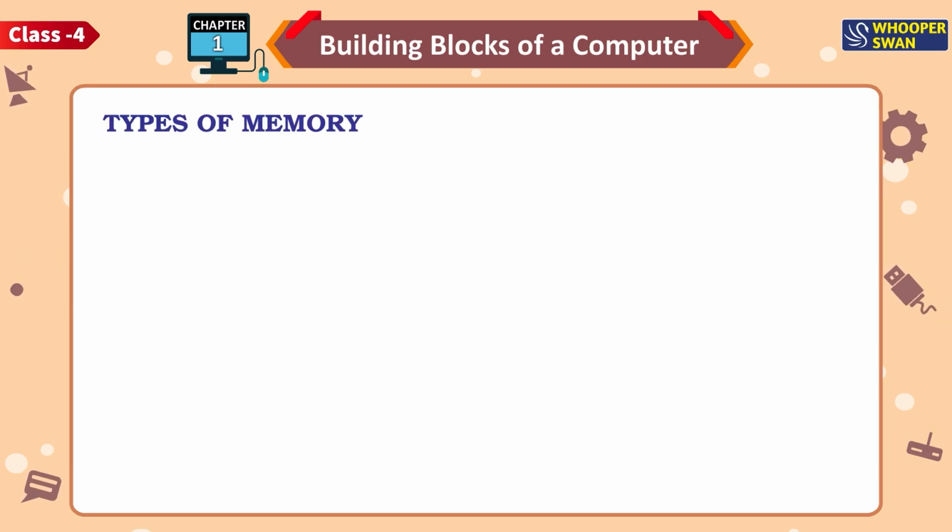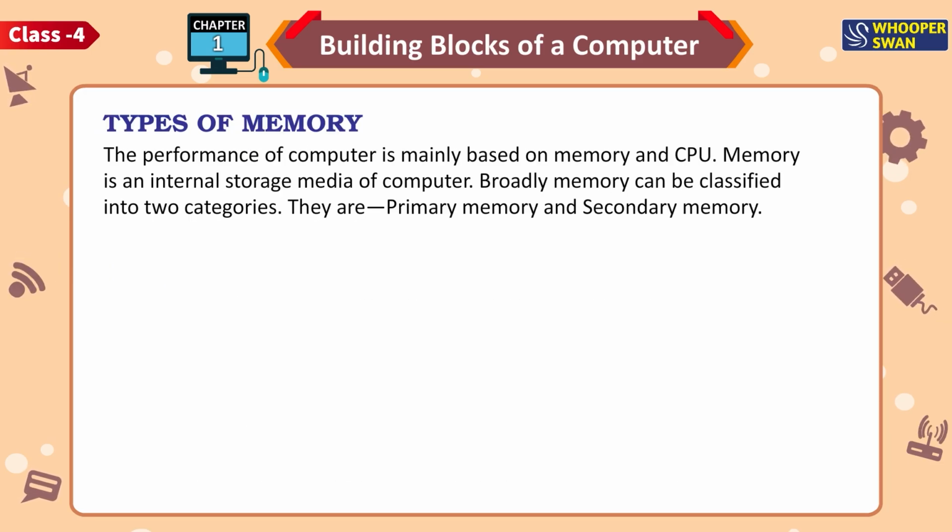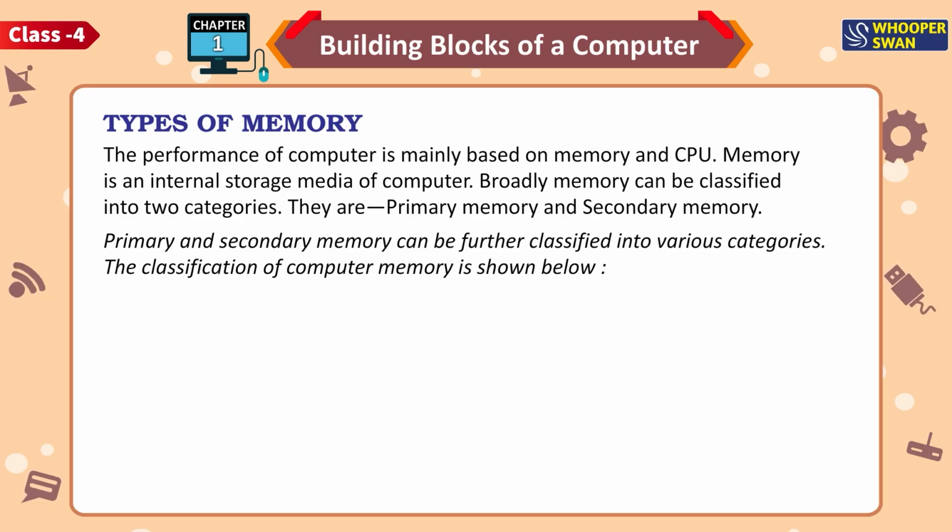Types of memory. The performance of computer is mainly based on memory and CPU. Memory is an internal storage media of computer. Broadly, memory can be classified into two categories. They are primary memory and secondary memory. Primary and secondary memory can be further classified into various categories. The classification of computer memory is shown below.